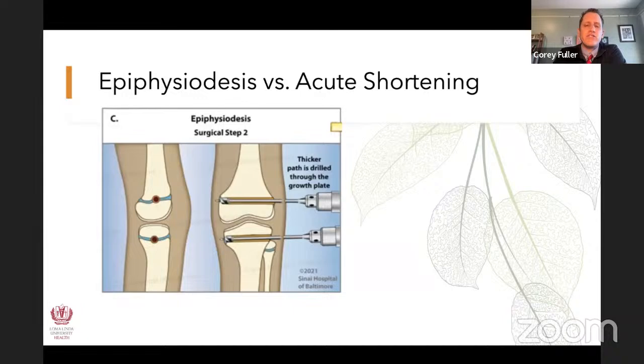But the idea there is you shut down the growth plate. The long leg is still growing. It's just growing at a slower rate so that the short leg will catch up by the time they're done growing, with the goal of having equal leg lengths at the end.